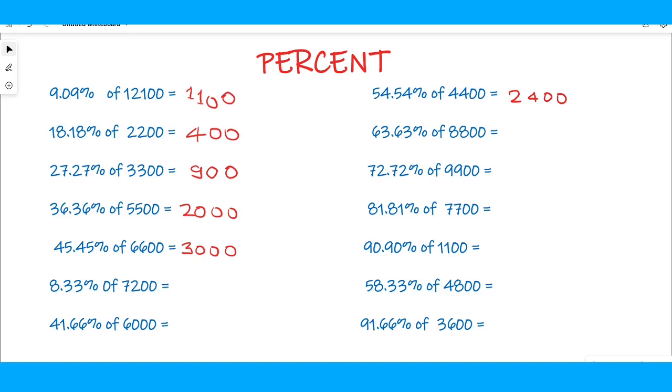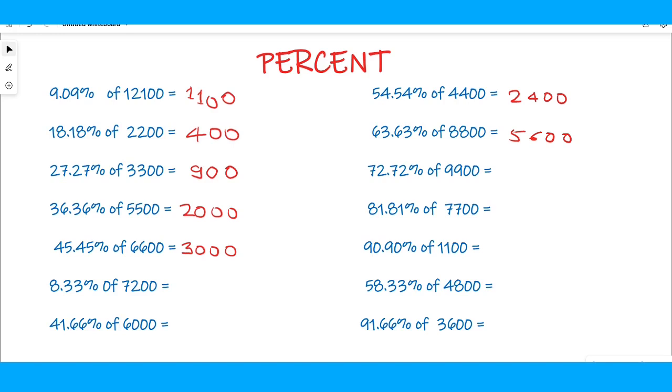63.63% of 8800, and 63.63% is 7 upon 11. On dividing 8800 by 11, we get 800, and 800 when multiplied by 7, we get 5600. Thus 63.63% of 8800 is 5600.